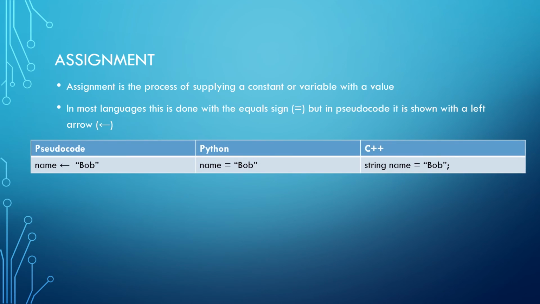Now that we have a storage location set up, we need to be able to give it a value. The process of supplying a storage location with a value is called assignment. In most languages, this is done with an equals sign, but in pseudocode we show it happening with a left arrow.